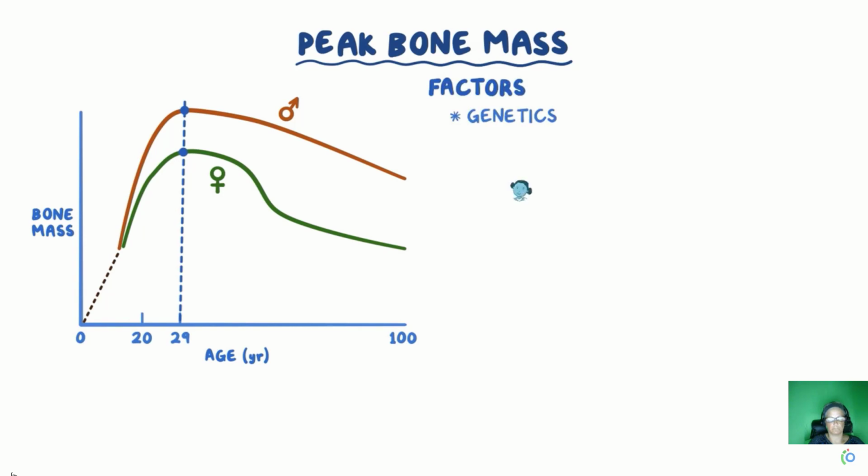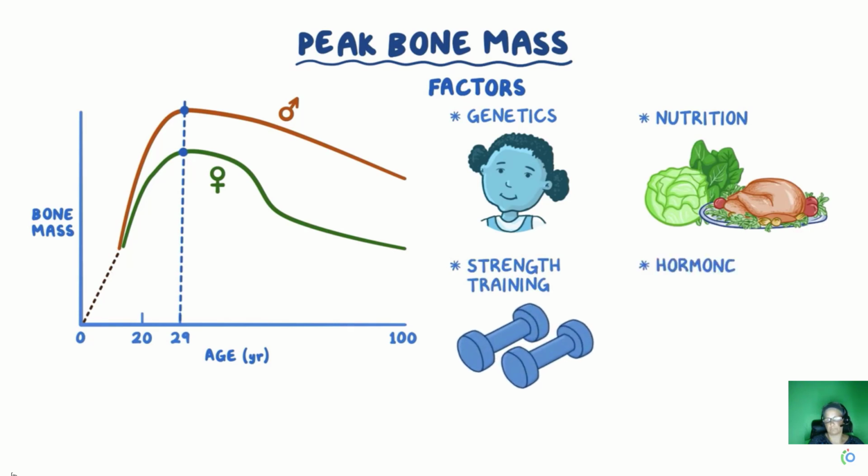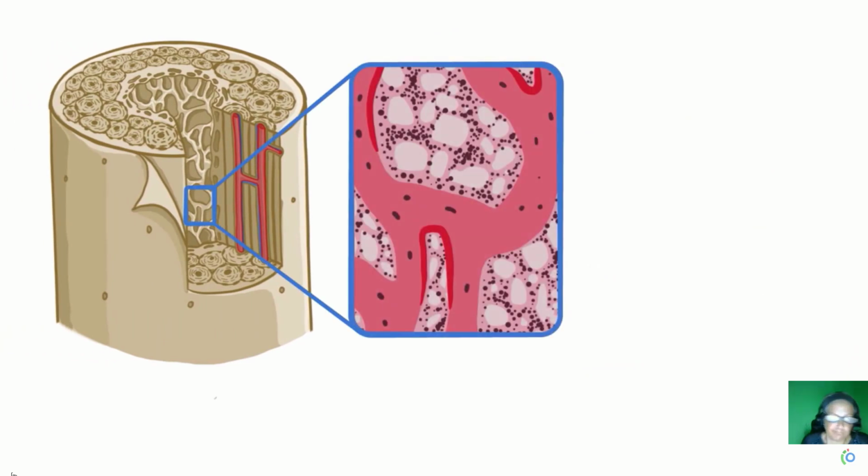Factors that determine the peak bone mass are genetics. For example, people of African descent tend to have greater bone mass, and nutrition, meaning adequate vitamin D intake increases peak bone mass. Finally, strength training increases peak bone mass, as well as hormones like estrogens and androgens that inhibit bone resorption. Okay, now when osteoclasts break down bone faster than the osteoblasts can rebuild it, it results in the lowering of the bone mass and eventually in osteoporosis.